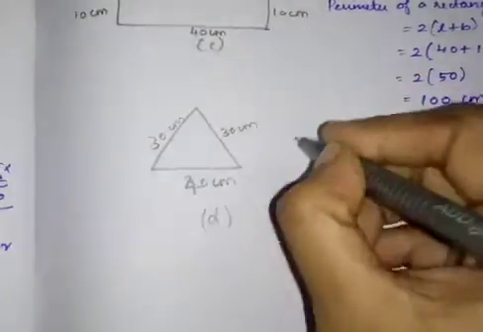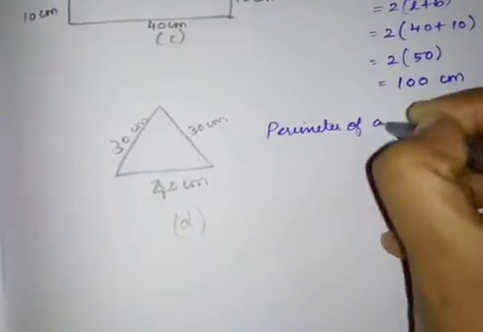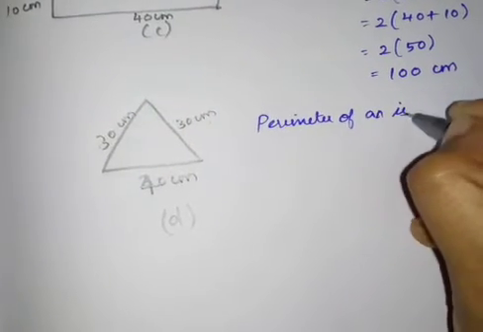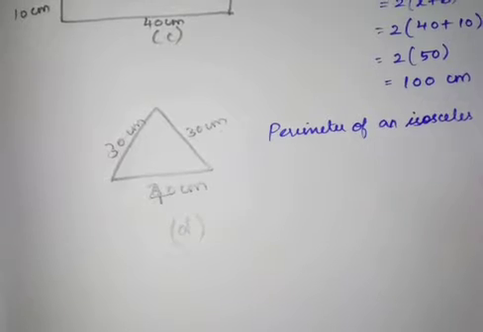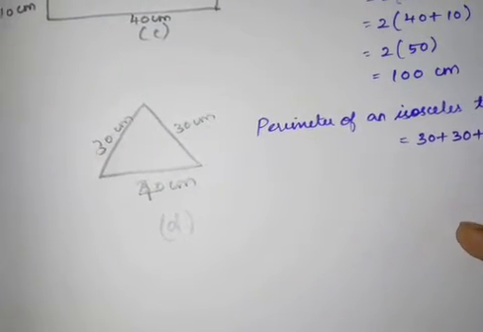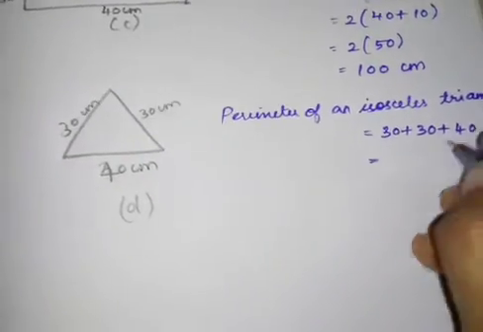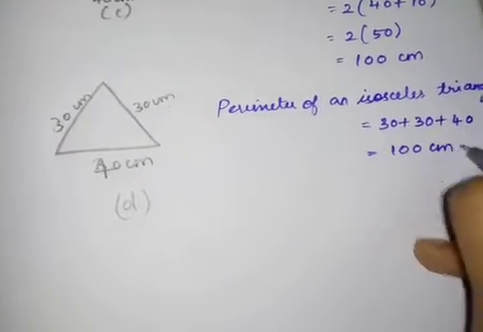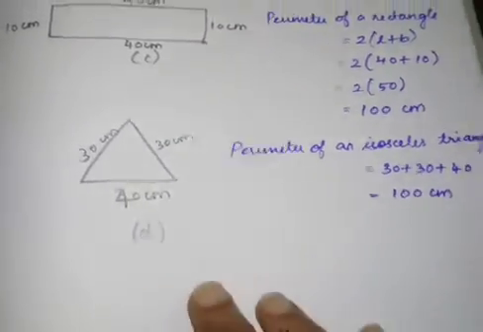So what is the perimeter of an isosceles triangle? Just adding all the sides. Perimeter of an isosceles triangle, okay, I am going to add all the three sides. 30 plus 30 plus 40. 30 plus 30, 60. 60 plus 40, 100 centimeter. So the perimeter of the isosceles triangle is 100 centimeter.